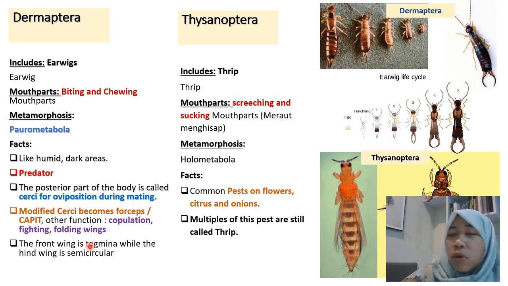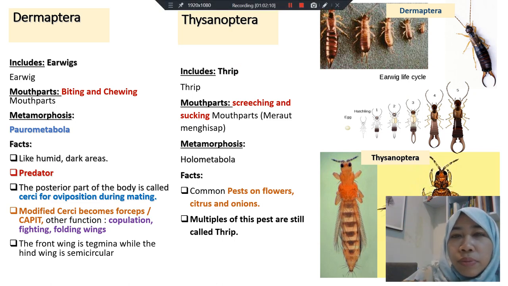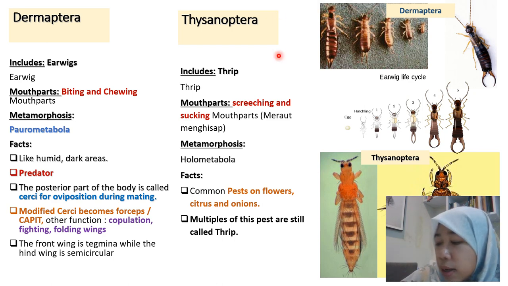The front wing is also called tegmina, while the hind wing is the same. The Thysanoptera, this you can see in the picture, these thrips. You can find this insect in pohon beringin. What is pohon beringin? Okay. Pohon beringin is banyan tree.